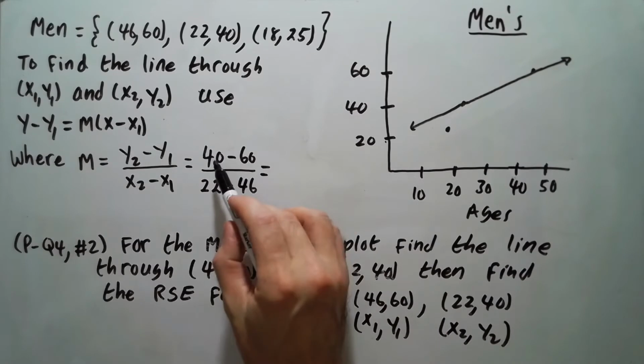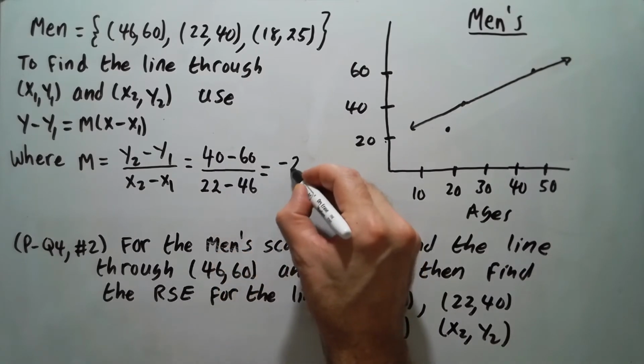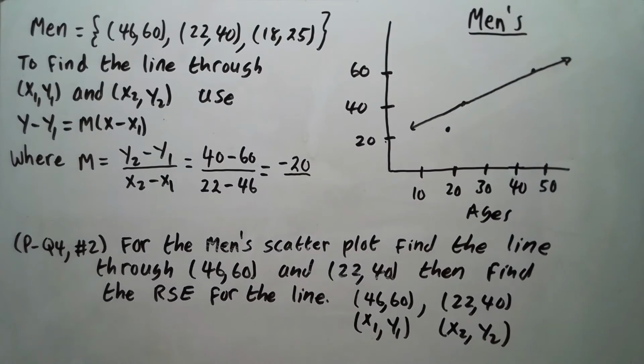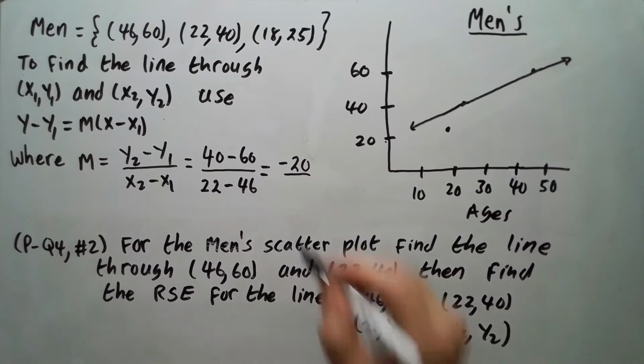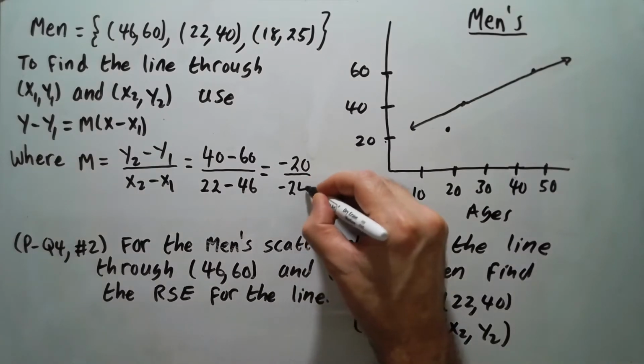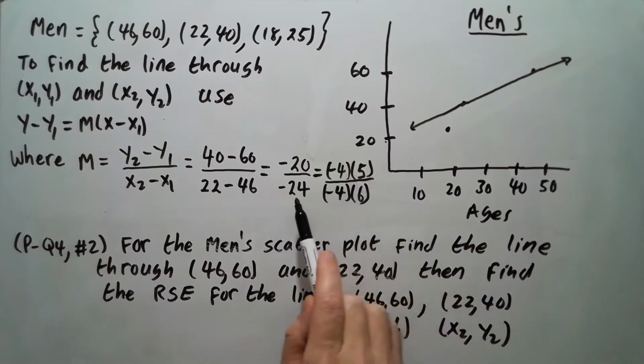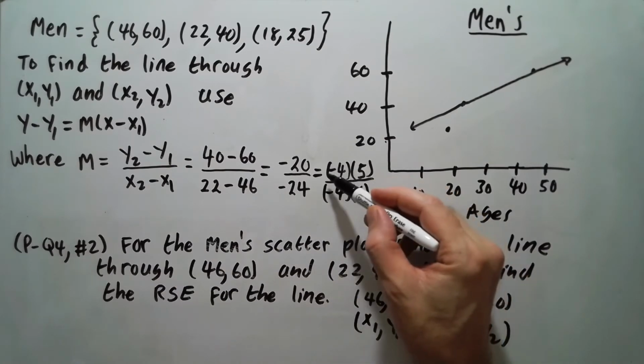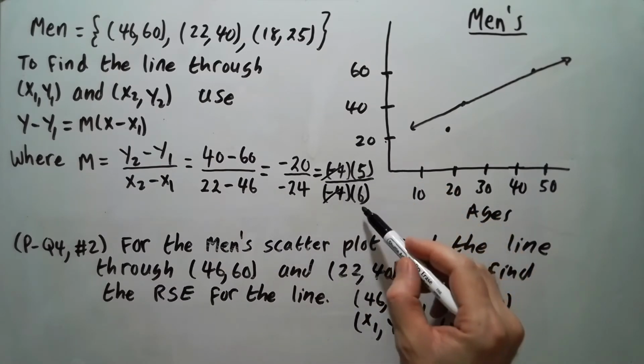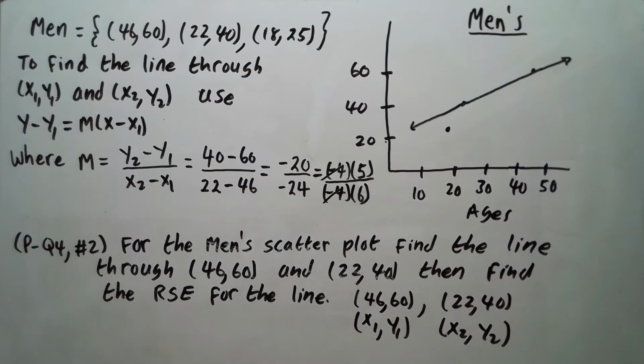Simplifying that, on top we have 40 minus 60, which is negative 20. And on the bottom we have 22 minus 46, which is negative 24. We can simplify this fraction a bit. We can write negative 20 as negative 4 times 5, and negative 24 as negative 4 times 6, and cross off the negative 4s. We get 5 over 6 for our m, our slope. M is called the slope. So our slope is 5 over 6 here.